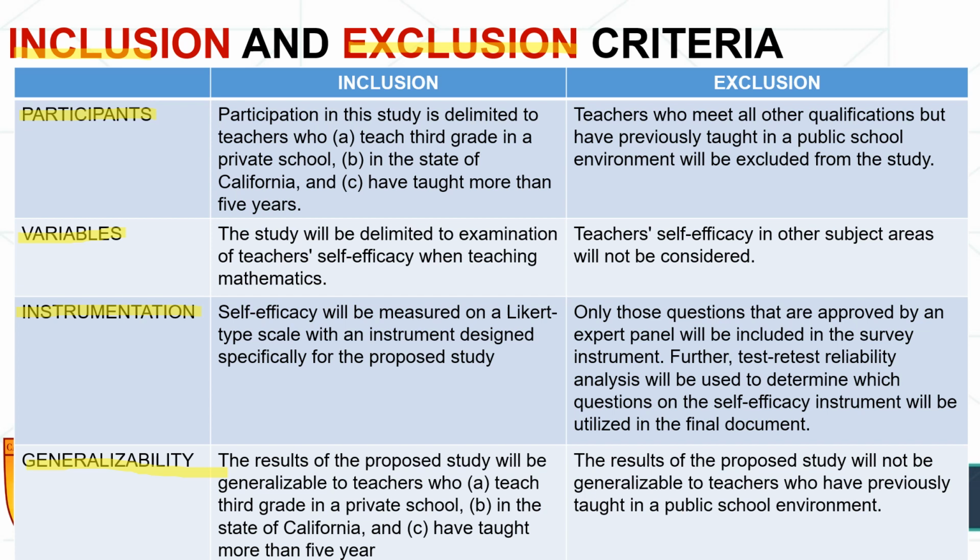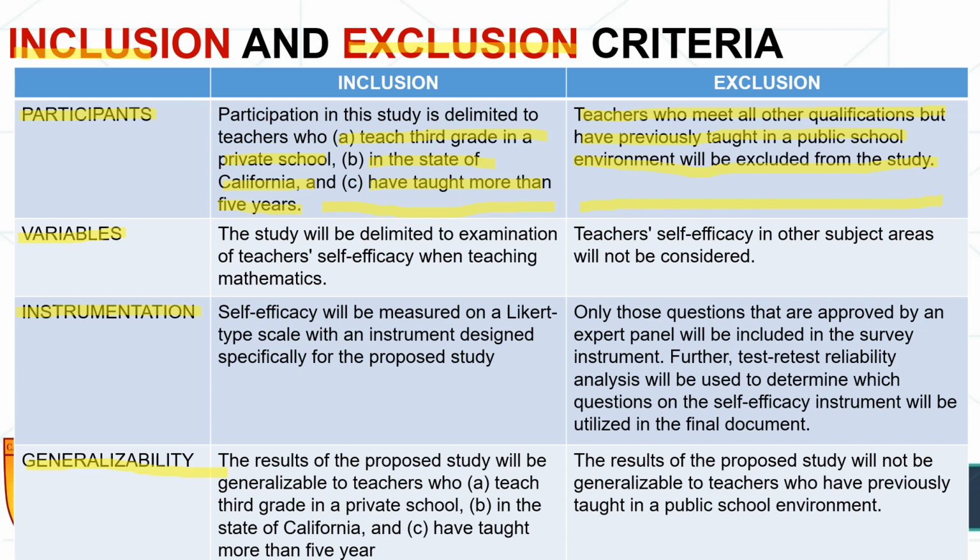So for example, for participants, participation in this study is delimited to teachers who teach third grade in a private school in the state of California, and have taught more than 5 years. Exclusion, for this given inclusion also, teachers who meet all other qualifications but have previously taught in a public school environment will be excluded from the study. Then you can also state here after why you included and why you excluded these participants.